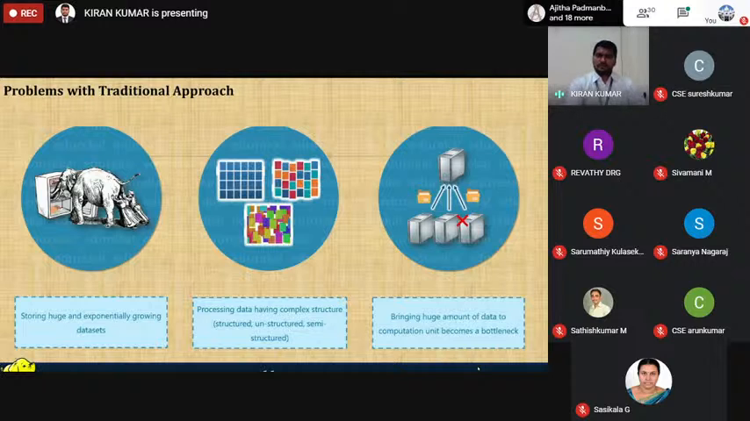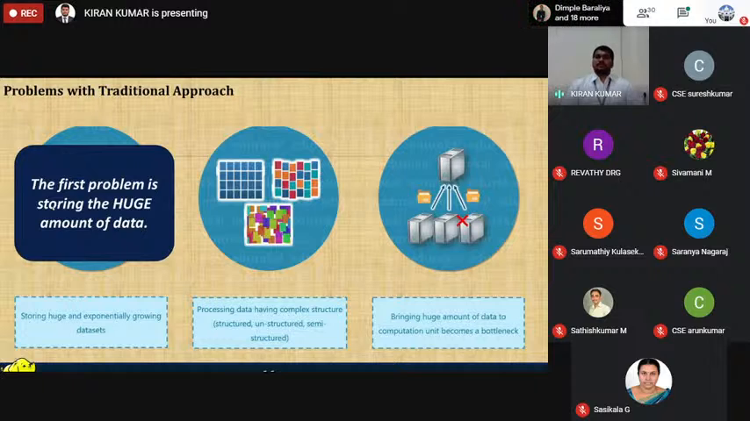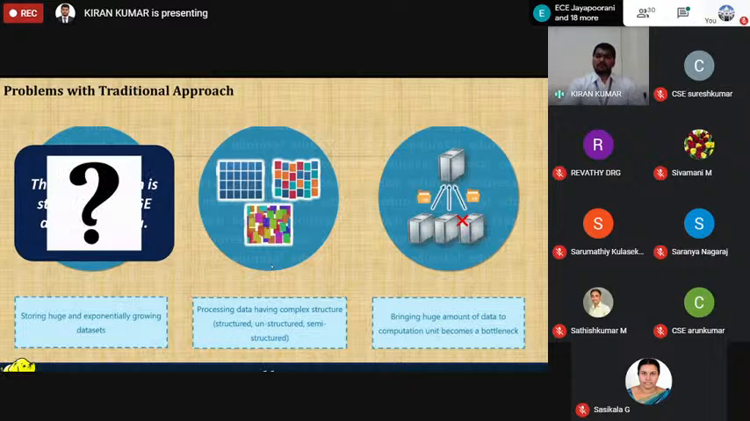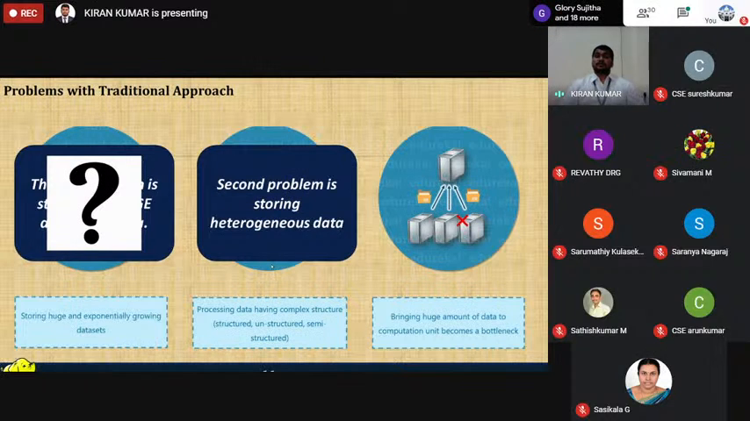If you see the first problem, the image explains that the amount of storage I have is very small, but the data coming to my system is a huge amount. So the first problem is storing a huge amount of data, which is not possible in the traditional approach. The second problem: in the diagram, you can see the traditional approach has all structured data, which we can store easily. But big data has a combination of different types of data. So the second problem is storing heterogeneous data.